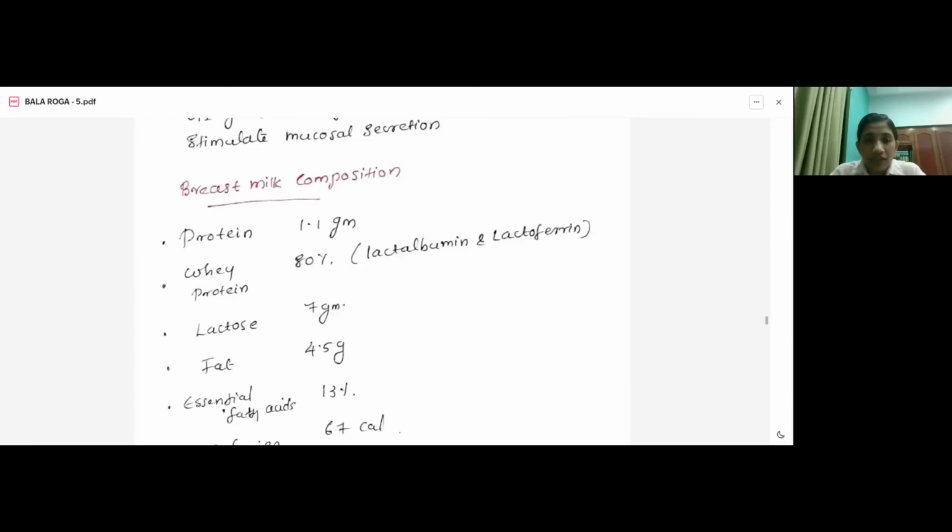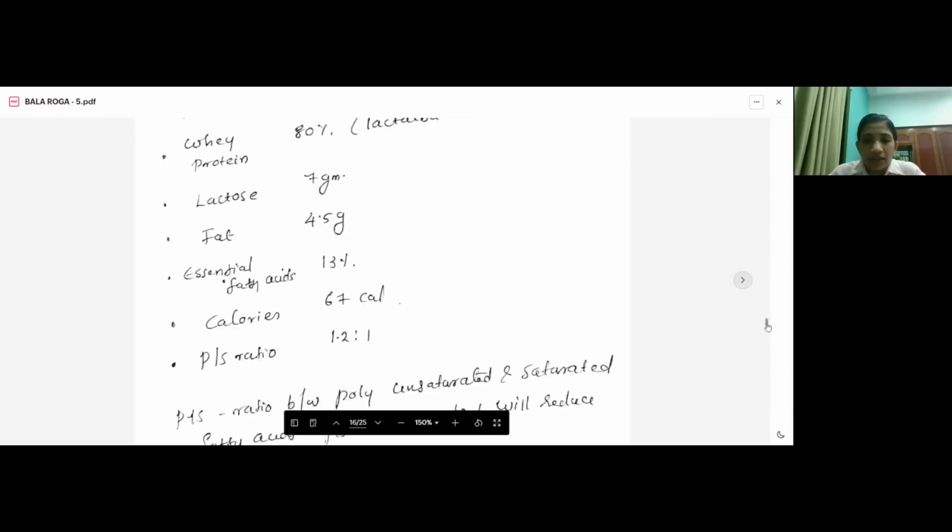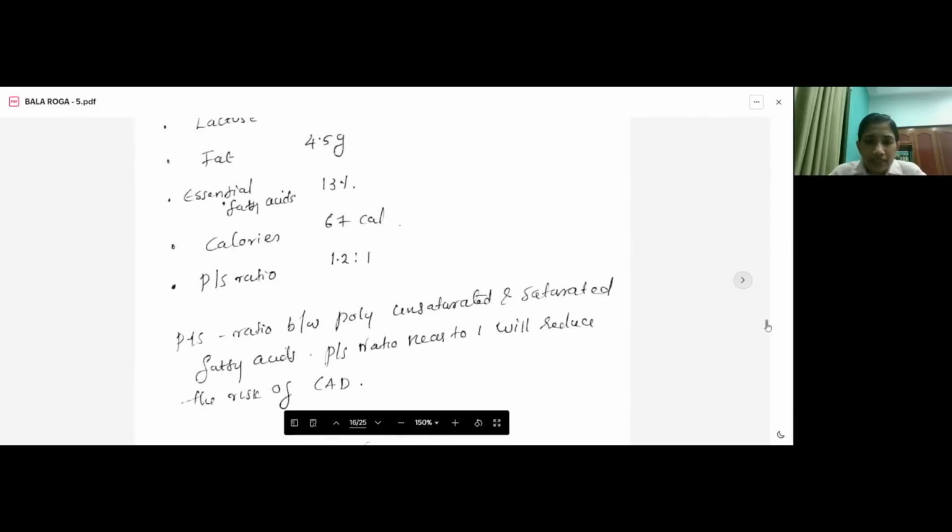It is present in 80% of the breast milk. Okay, and 30% of essential fatty acids are present, and the total calories are 67 calories. And coming to the P by S ratio, it is 1.2:1.